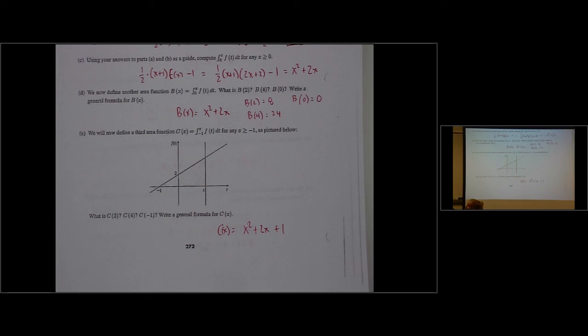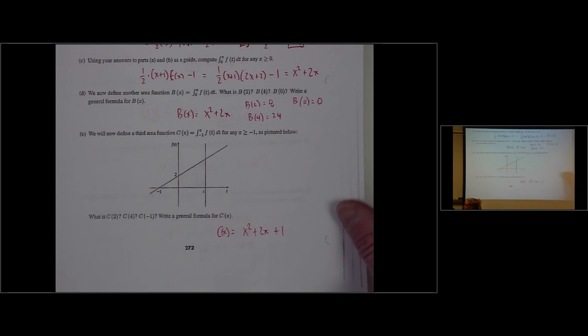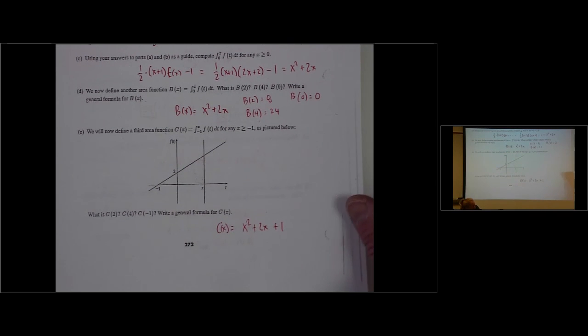So. Okay, let's check in here, right? Once you've got b of x, c of x is almost the same, right? It's just you don't have to subtract off the little triangle in the beginning, because you're starting at minus 1 to x, right? So you're not even going to do the same sort of formula, you just add 1 to your b of x.